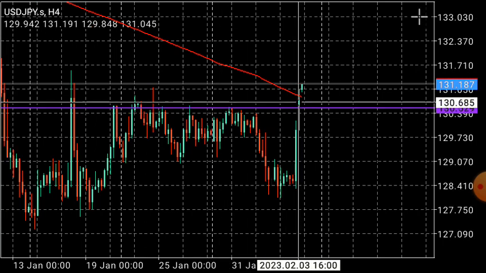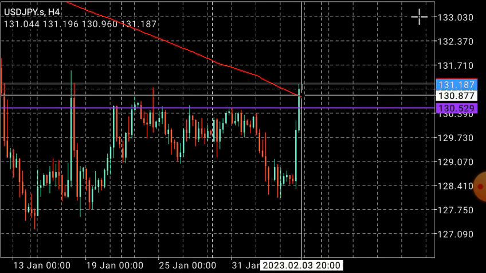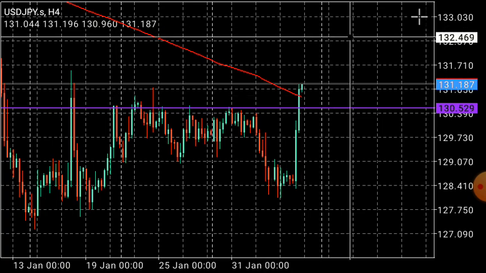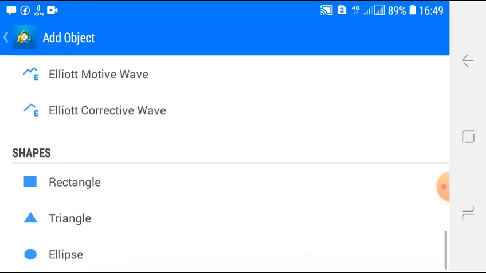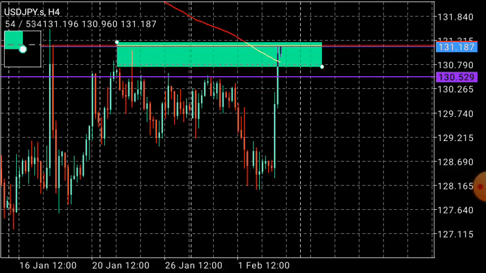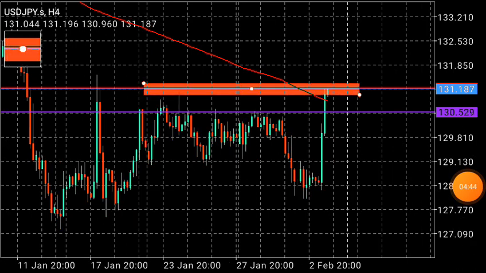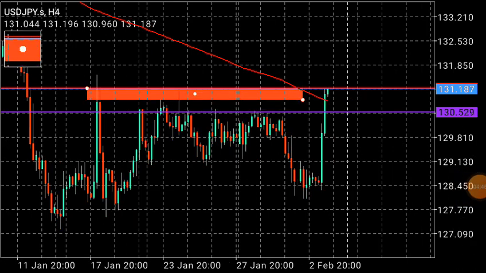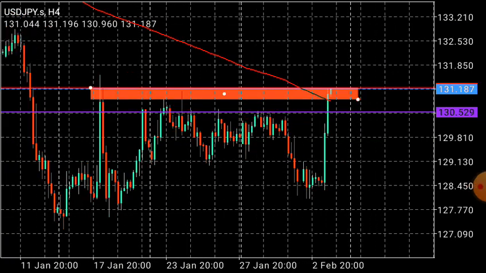It even broke my moving average at 130.877. So let me get my supply zones. This is a resistance, guys. The market has been resisting here, or this is a supply zone. The market has been resisting for quite some time.